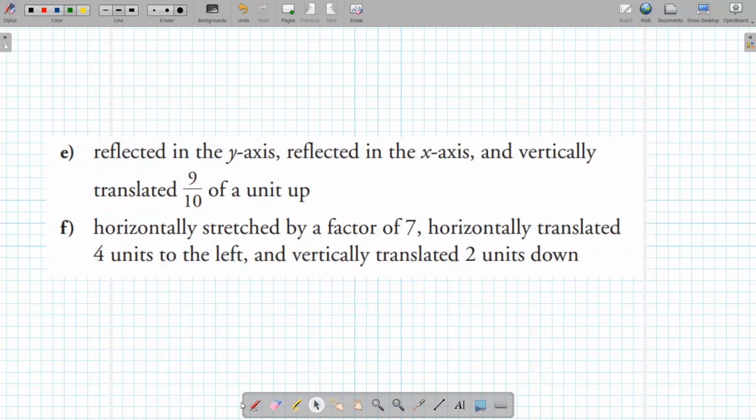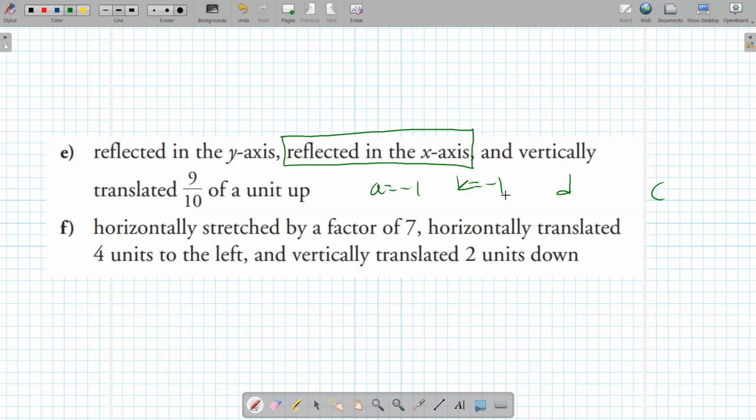Let's do E. Just tell me what AKDC are. The answer for A is right here. Reflected in the x-axis. -1? Yeah, that's all there is. A is -1. What is K? Is it also -1? That is correct.